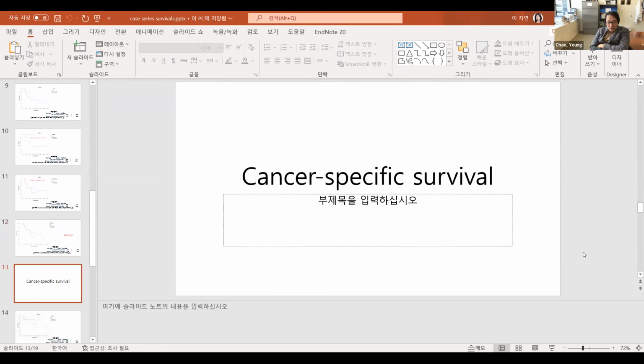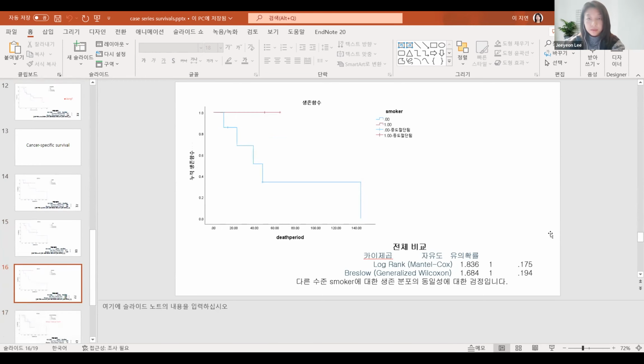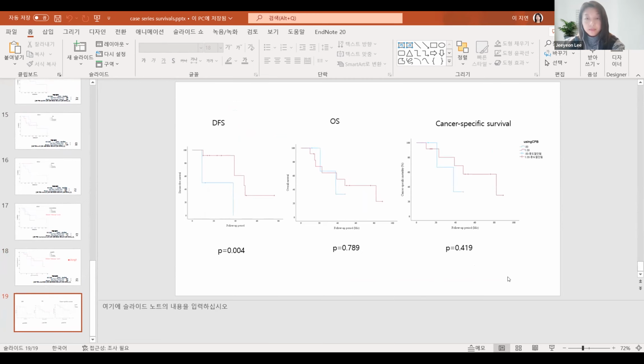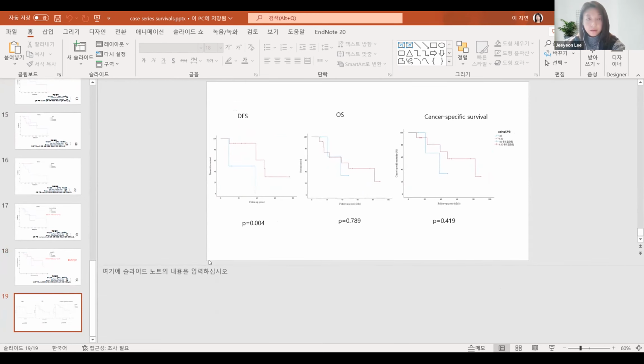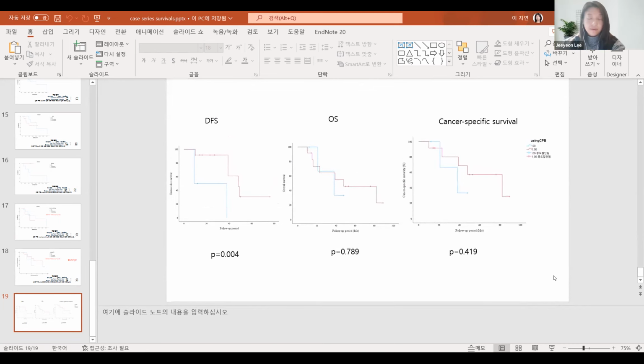Okay. And next is the cancer-specific survival. Let's pass this. Using CPB didn't show statistical significance between the 2 groups. So when I put them together, this is about using CPB. The first one is disease-free survival, this is overall survival, and this is cancer-specific survival. So cancer-specific survival using CPB is not different.